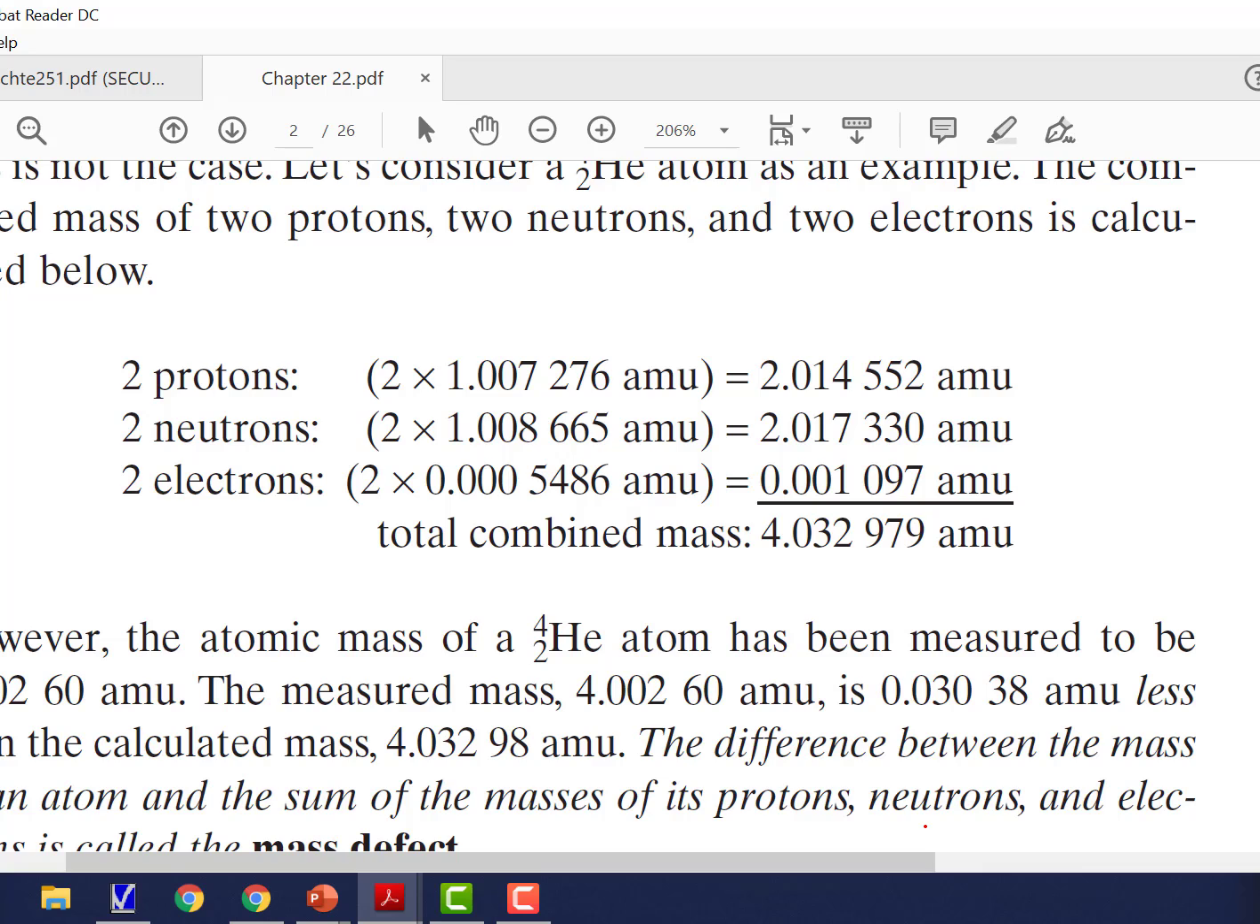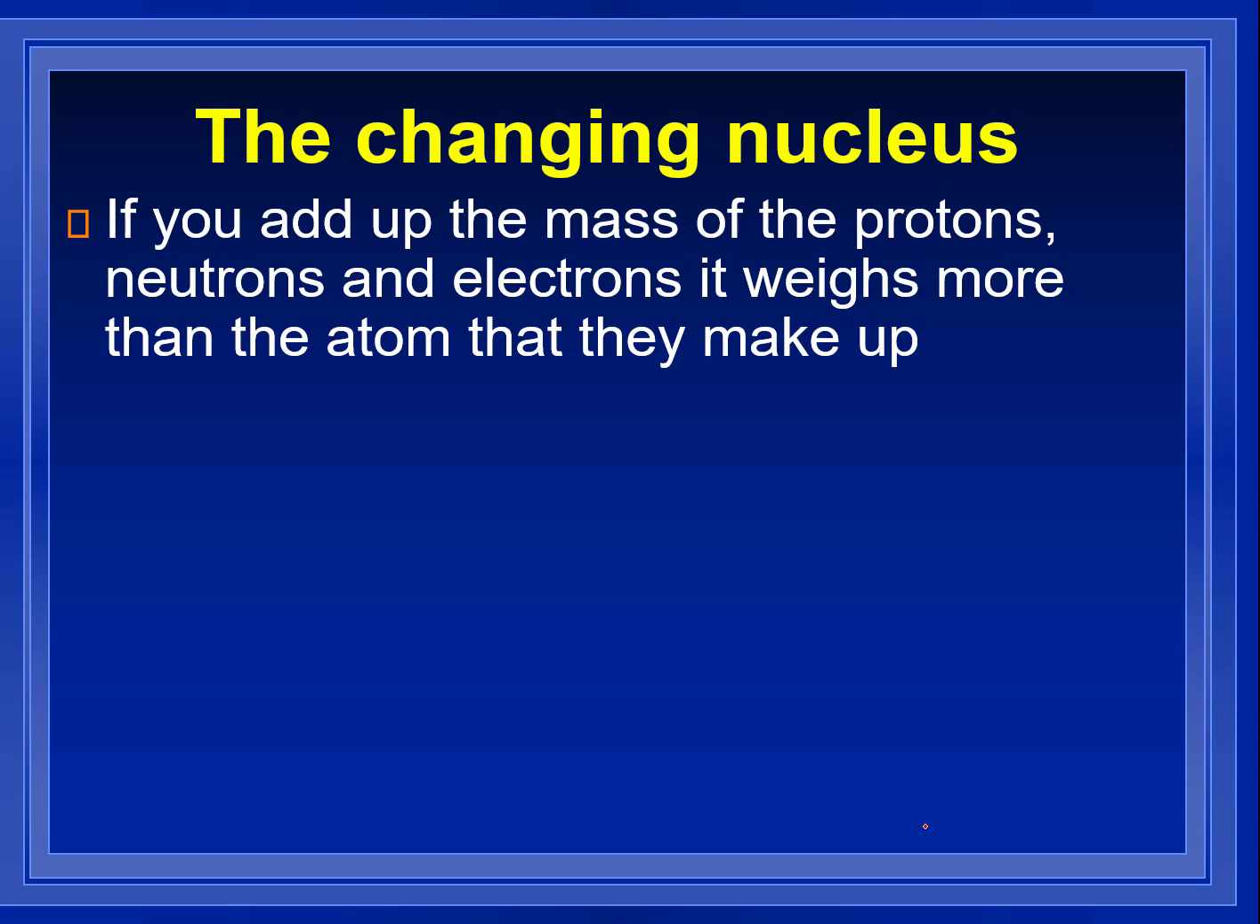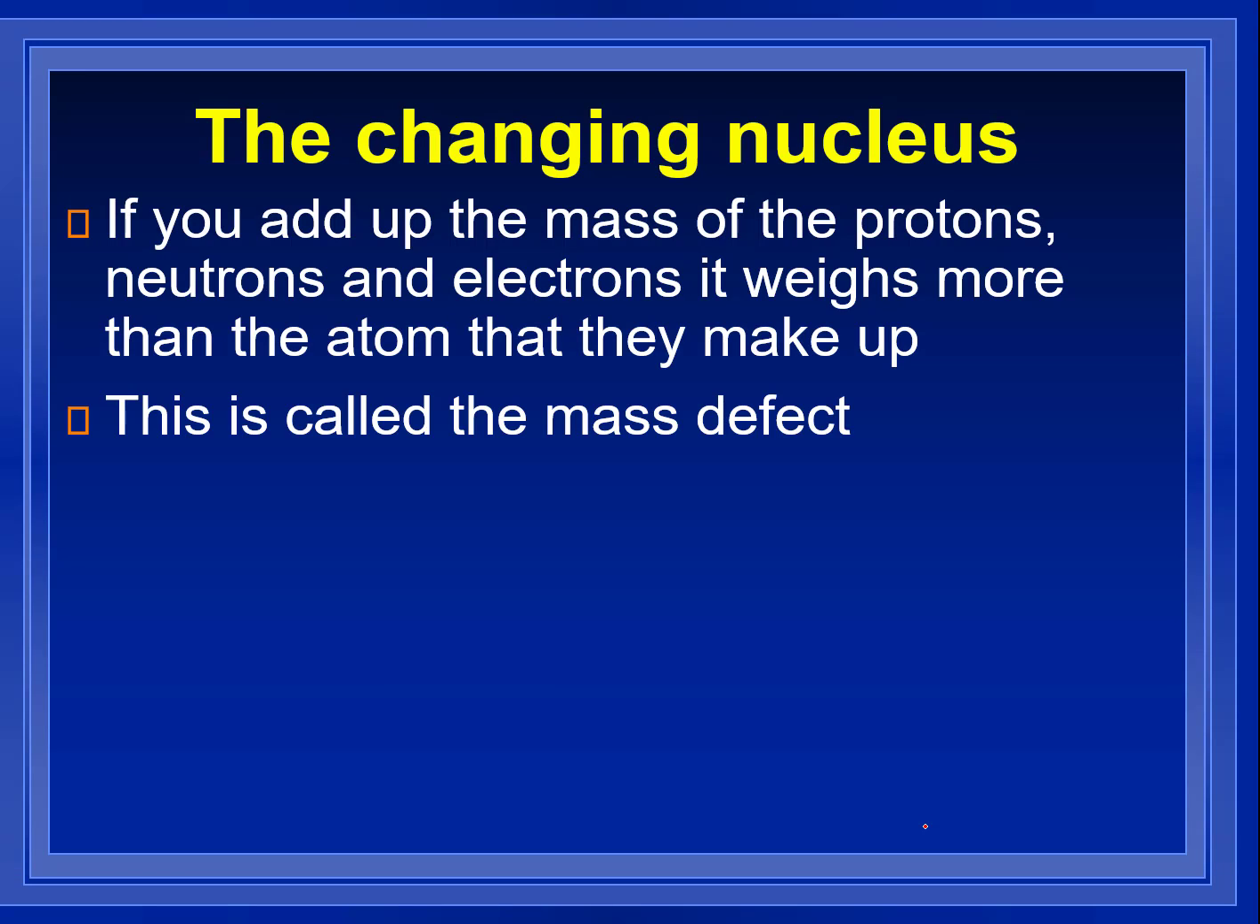0.03038 AMUs for every helium atom. That 0.03 AMUs, that's the mass defect. It's called mass defect because your mass is defective. Where'd it go?